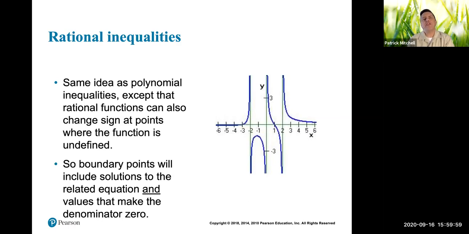So solving a rational inequality is the same idea as solving a polynomial inequality, except that the graph of a rational function can jump over points, right? And that happens whenever the function is undefined. So that will normally happen whenever you have a vertical asymptote, okay? So it just means that in addition to the x-intercepts, we are also going to have to include values of x that make the function undefined as boundary points.